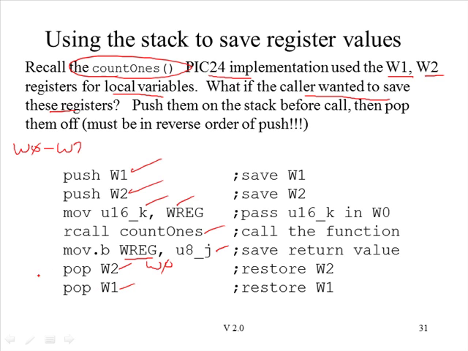At this point, we want to restore these registers, so we're going to do a pop W2 and pop W1. Recall that we need to do this in reverse order because this is a LIFO structure, last in, first out, so the last thing we pushed in needs to be the first thing that we take out of the stack. We could have pushed these in any order. It doesn't matter the order in which we pushed them. You just have to pop them in the reverse order that you pushed.